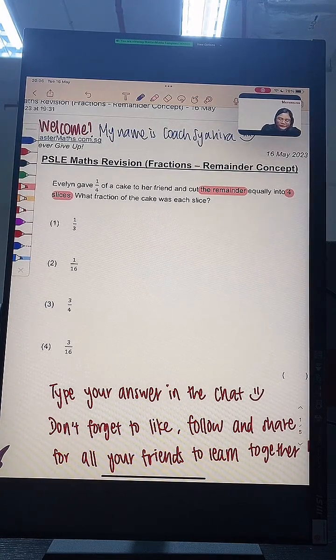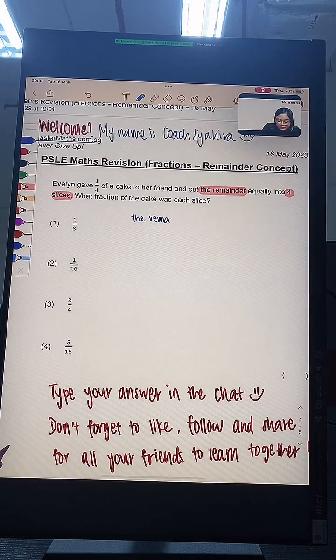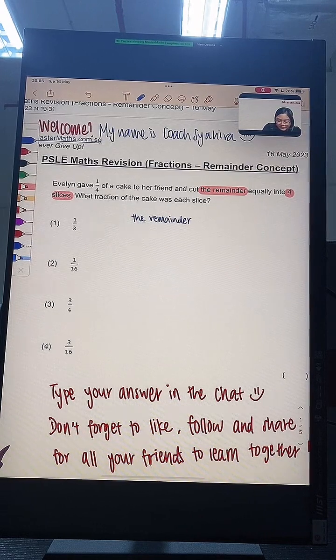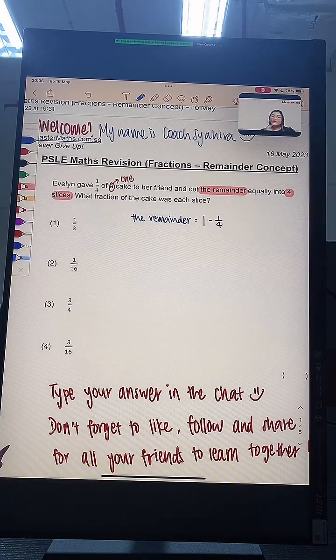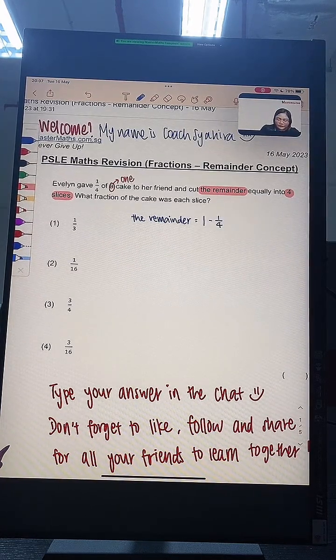So the remainder in this case, since we are looking at a cake, means 1 cake. Therefore the remainder would be 1 minus 1/4. We take away 1/4 because she gave this to her friend. So 1 minus 1/4, we will be left with 3/4.